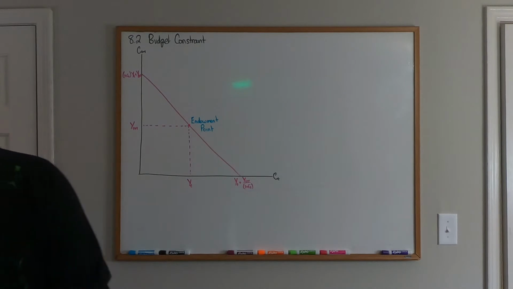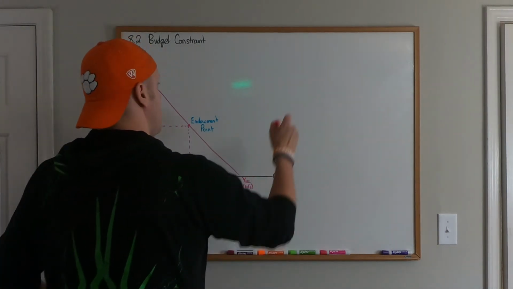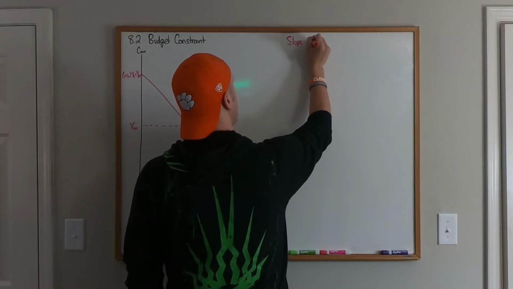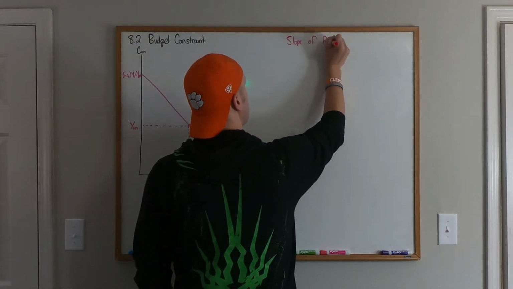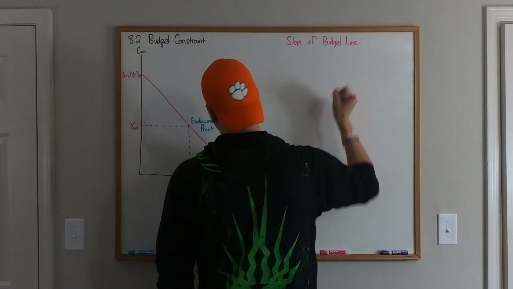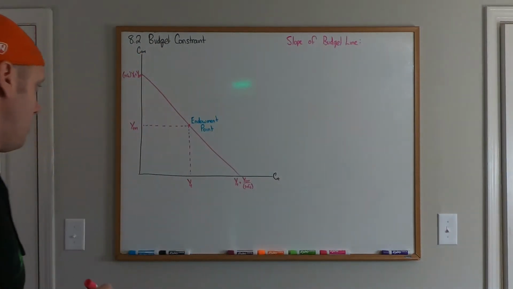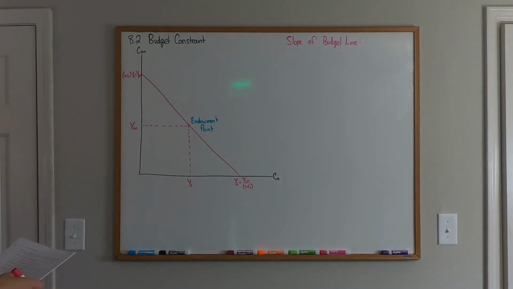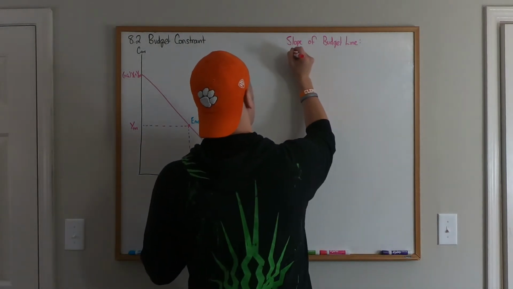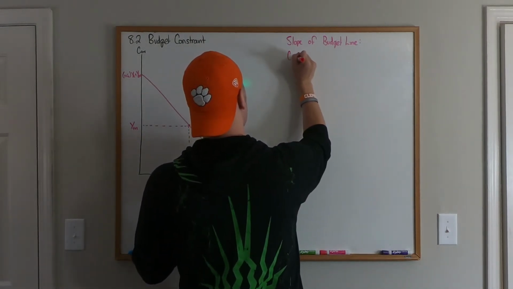So what's the slope of the budget line? How do we figure out what the slope of the budget line is? Well, maybe I messed up a little bit by erasing the budget constraint.